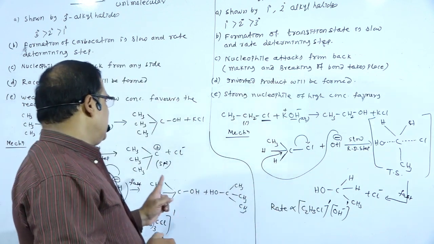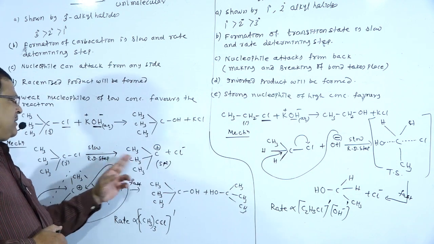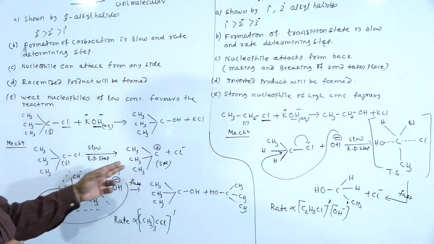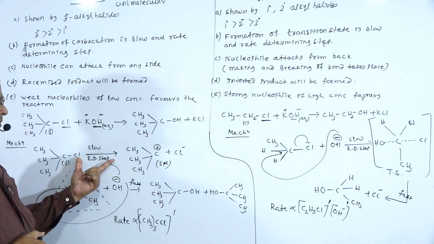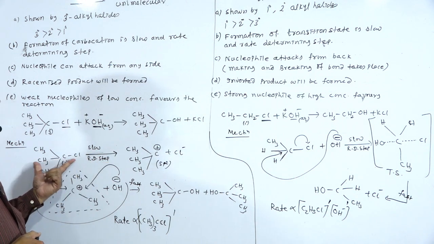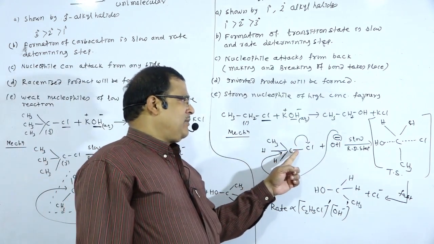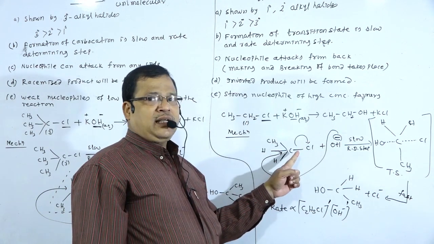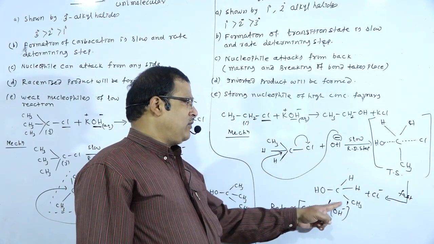In this case, at the slow step, the conversion of this alkyl halide to carbocation, where we can determine the rate, only one molecular species is involved, that is the tertiary alkyl halide, therefore unimolecular. In this case, there is the involvement of two species. One is the alkyl halide, another is the nucleophile. Therefore, that is a bimolecular reaction.